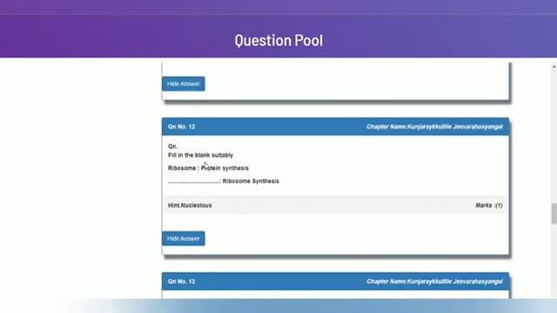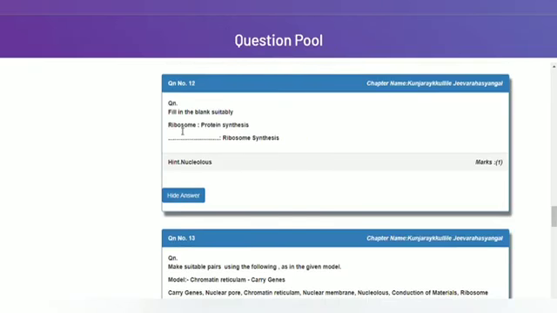12th question: fill in the blanks suitably. Ribosome, protein synthesis. Dash is ribosome synthesis. Nucleolus is ribosome synthesis.